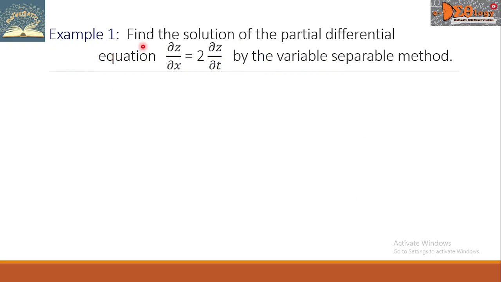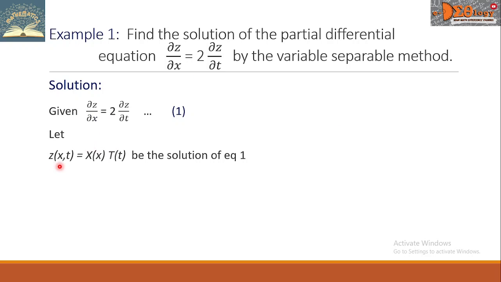Example 1. Find the solution of the partial differential equation: partial derivative of z with respect to x equals 2 times partial derivative of z with respect to t, by the variable separable method. The given, we copy it here. We regard this as equation 1. Let z of x, t equals capital X of small x times capital T of small t be the solution of equation 1. Let this be equation 2 now.